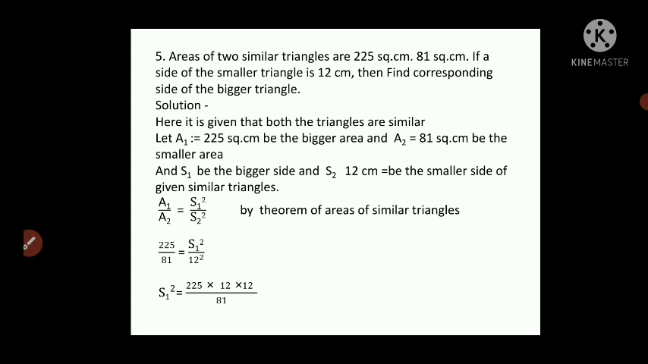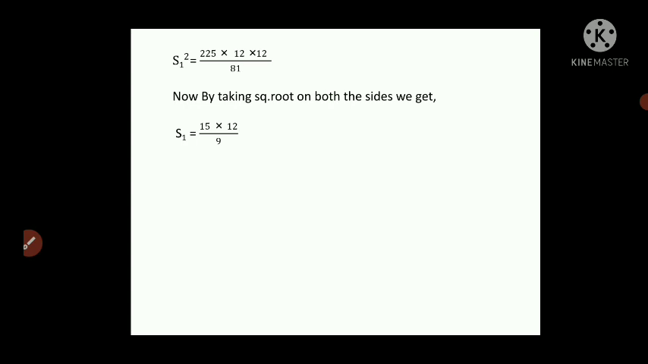Now students, on the left hand side we have S1 square, and all the numbers are perfect squares here. So if you take the square root on both sides, on the left hand side S1 is left. 225 is a perfect square and its root will be 15. 12 into 12 two times, so I am taking it only one time. In the denominator we have 81, so the root will be 9.